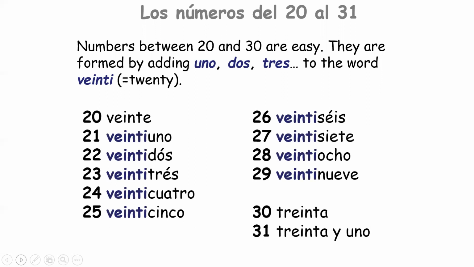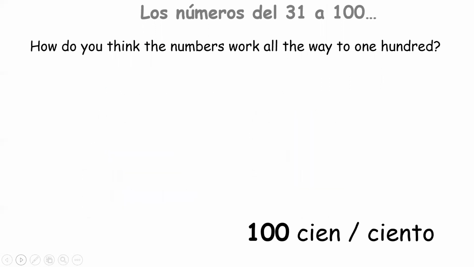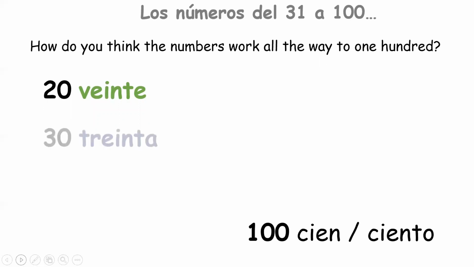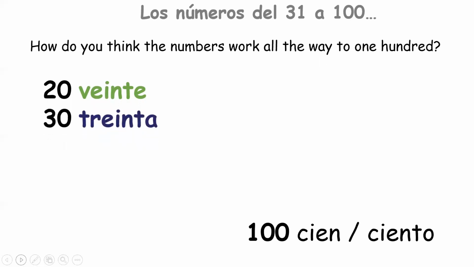20, 21, 22, 23, 24, 25, 26, 27, 28, 29. And then we have 30 y 31. We've gone so far up to this point, but we're going to take a quick look at the numbers all the way up now to 100. So we know how 20 works. 21, 22. And we've seen 30. 31, 32, 33, so on and so forth.